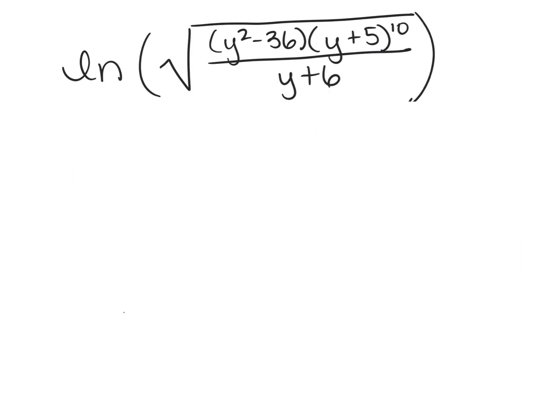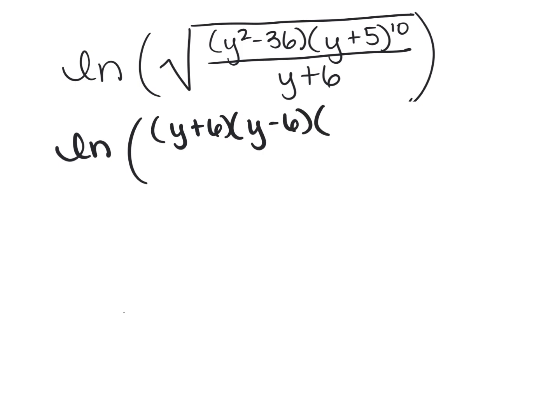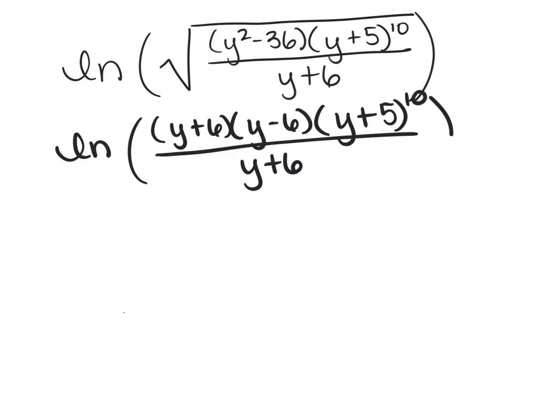This next question gives children some issues because we forget at the very beginning of this to rewrite this as the factored form, which is y plus 6, y minus 6. Then we have y plus 5 to the 10th power. And then we're going to divide that by y plus 6. And I have to take care of this big radical that we started with here. All right, so that becomes a 1/2 all the way outside.